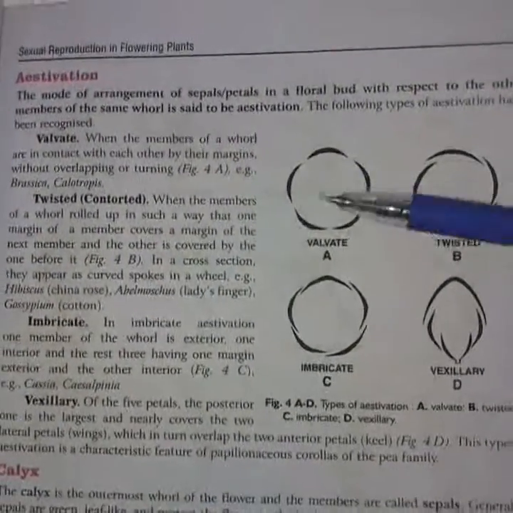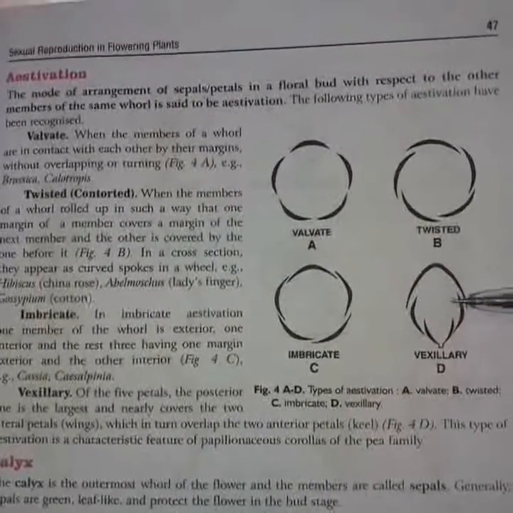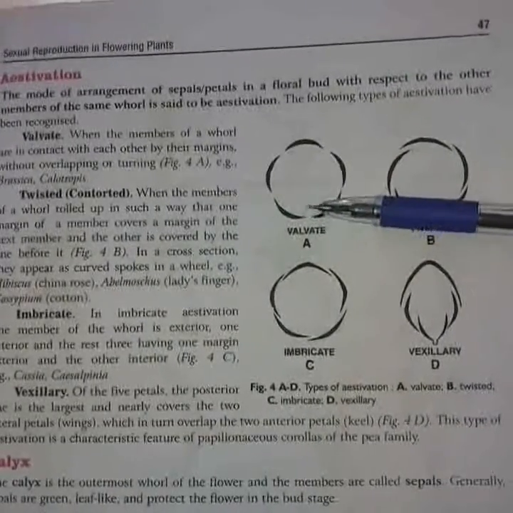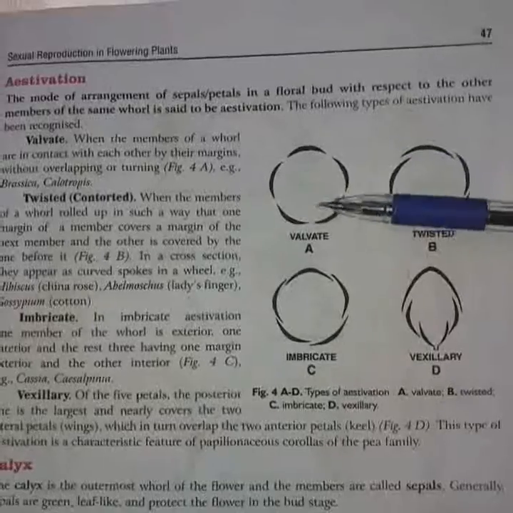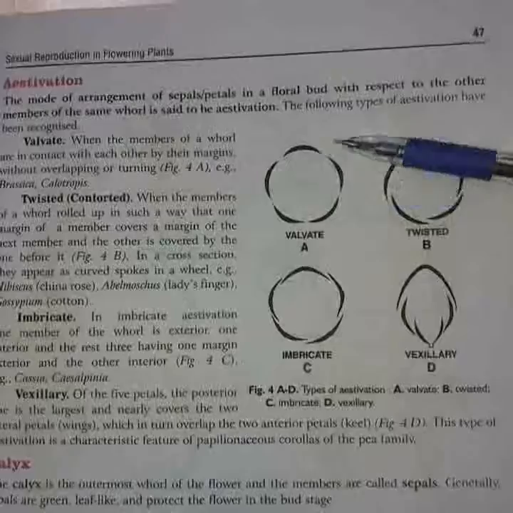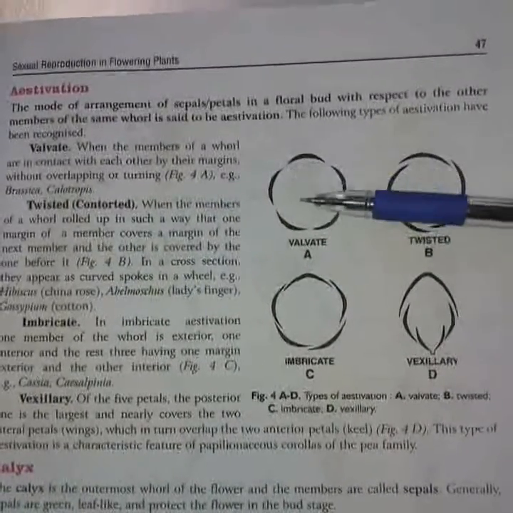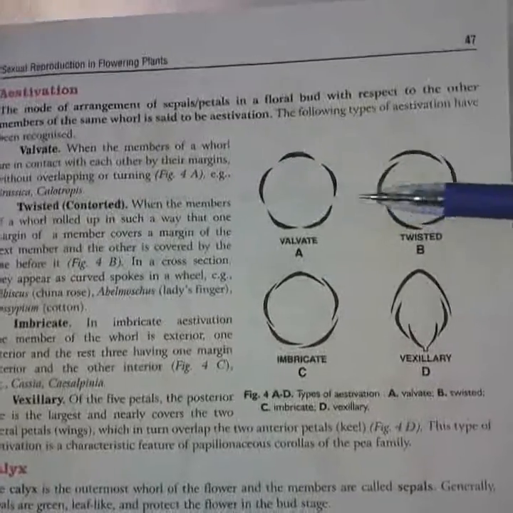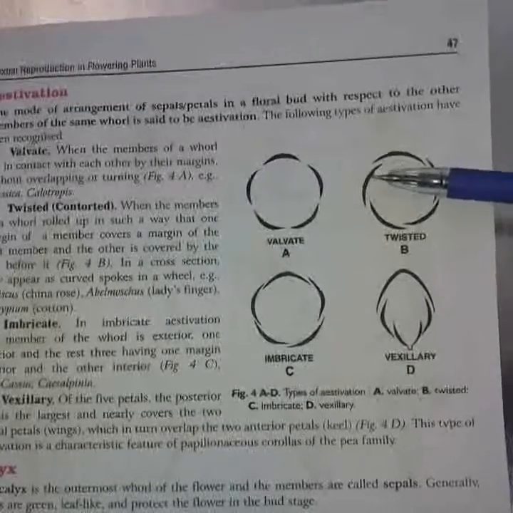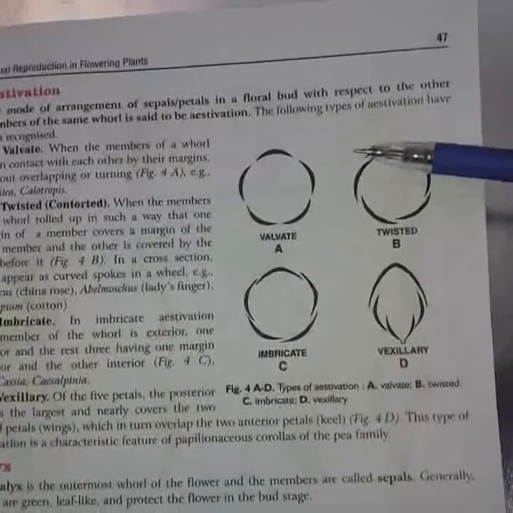So in floral aestivation, there are valvate, twisted, imbricate and vexillary. Differentiate them. Valvate aestivation is where the margins are connected in a given space, both free, not overlapping or turning. Next is twisted, where one is overlapping and the next is free. One is overlapping, next is free.